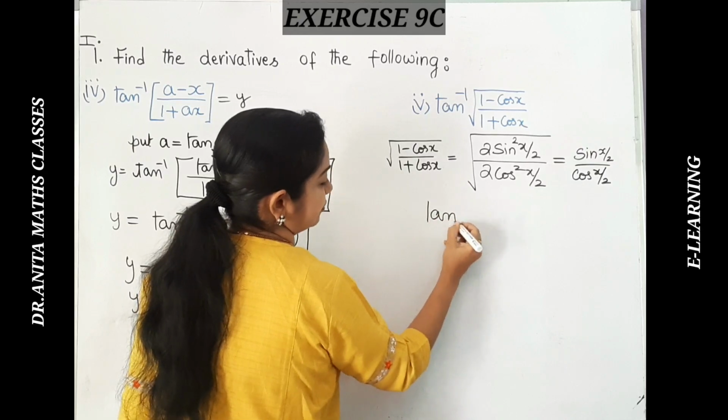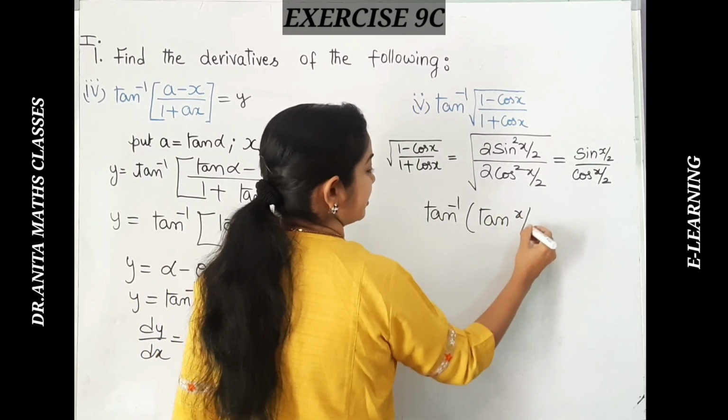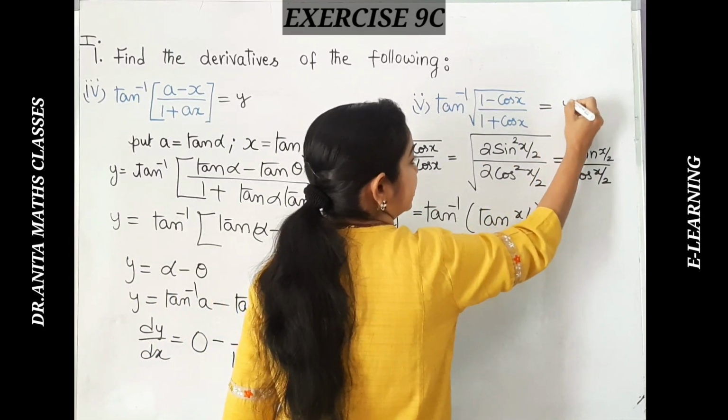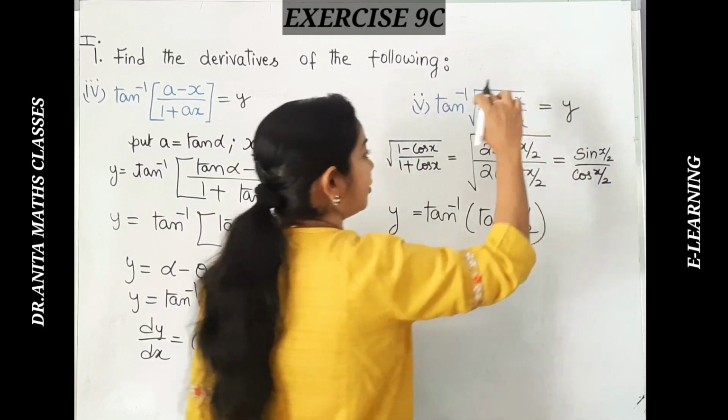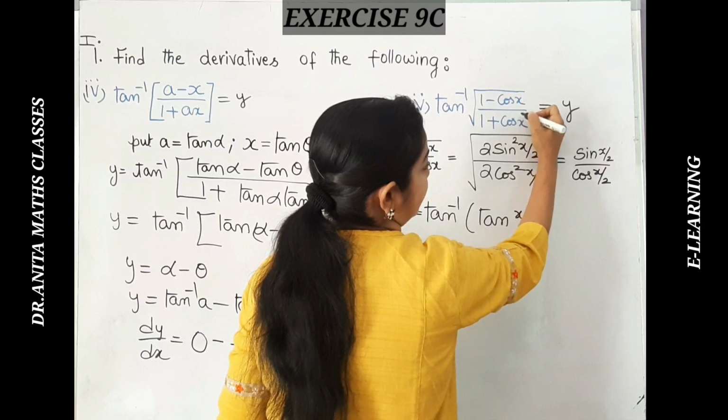So tan inverse of tan x by 2 will remain. This is our y function, right? Here we are not supposing it as theta because it is already in the form of a trigonometric ratio.